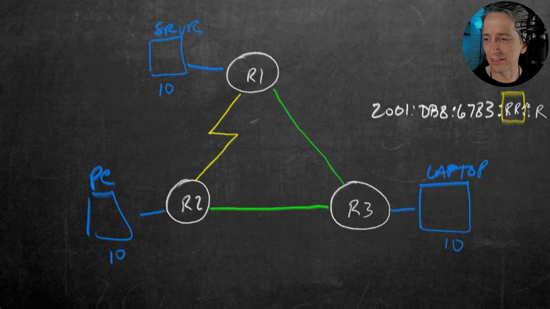So for that number right there in the IPv6 network address, where the first 64 bits of this address are the network, this is going to be network 12. So it'd be 2001 DB8 6783 12::/64. That'd be the network ID here. And then over here between R1 and R3, it'd be 13.